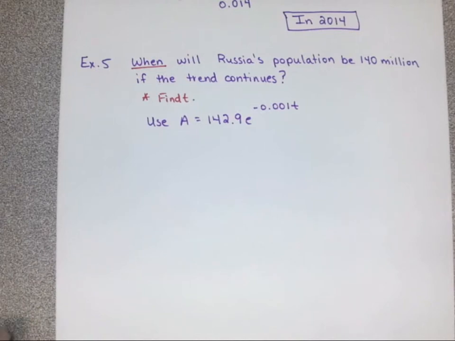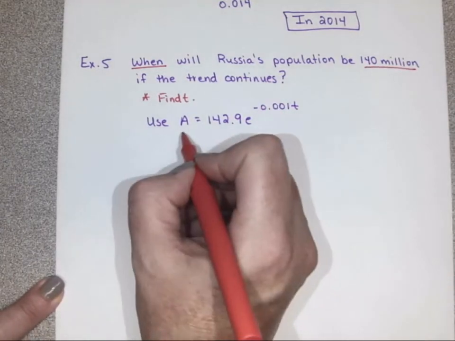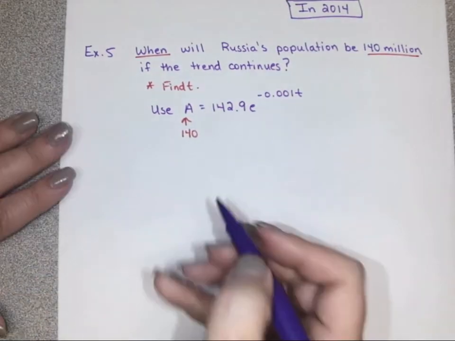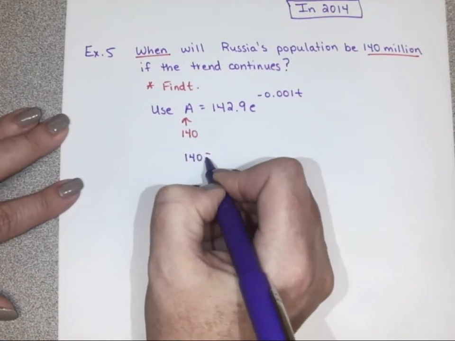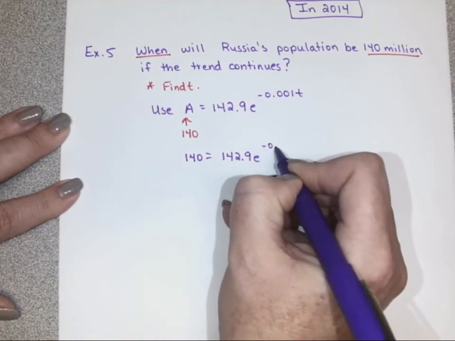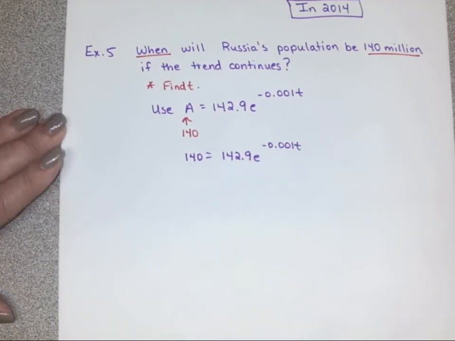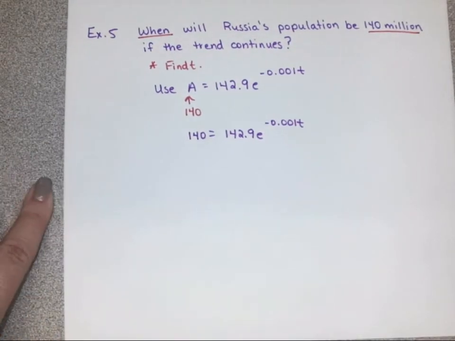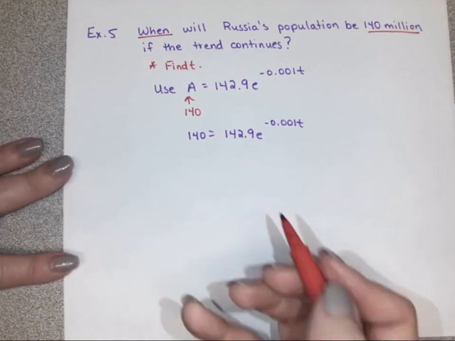So the first thing is we use the 140 million and we put it in here. Okay, we know the final population we're trying to track is going to be 140. And it's okay that it's smaller than what we started with because it actually should be for Russia, because what's happening in Russia? Decreasing population. Okay, so we're going to do it the same way that we did before. We're going to get the E part by itself, and then we're going to use what to get rid of the E? ln, and then we'll proceed from there.